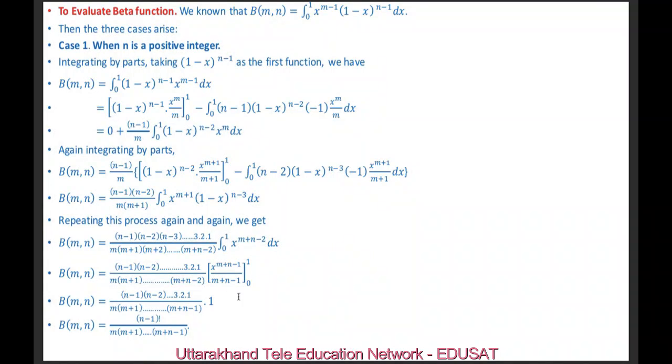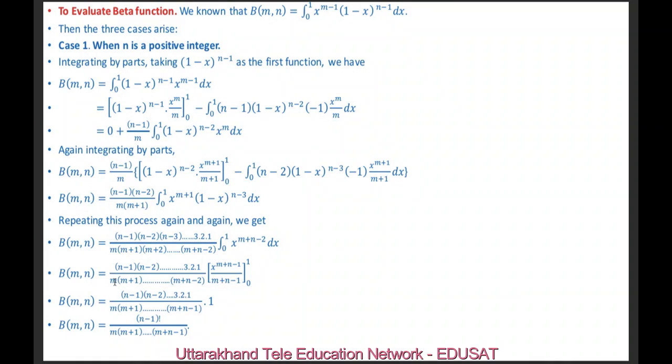For lower limit it will be 0. So we are left with (n minus 1)(n minus 2)...3, 2, 1 upon m(m plus 1)...(m plus n minus 1). So it is nothing but factorial n minus 1 upon m(m plus 1)...(m plus n minus 1). So this is the case when n is a positive integer, then beta(m, n) is equal to this value.